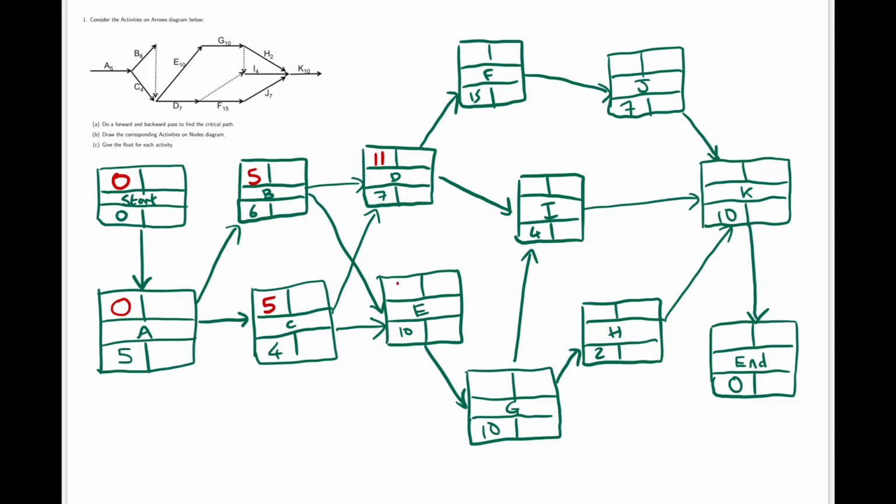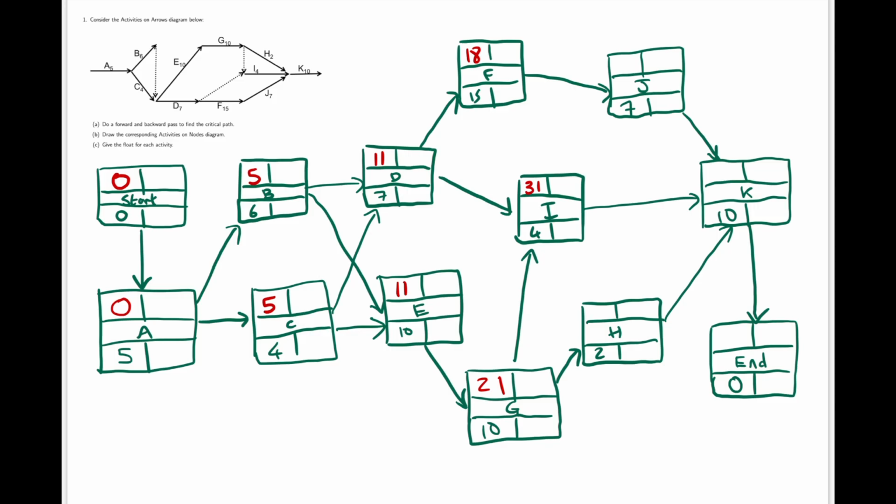Similarly for E. For F, we need D to have finished, that's 11 plus 7. For G, we need E to have finished, that's 11 plus 10. For I, we need both G and D to have finished, so D will finish at 11 plus 7. G will finish at 21 plus 10. We need both of them to have finished, so it takes the maximum out of those, which will be 21 plus 10, which will be 31.